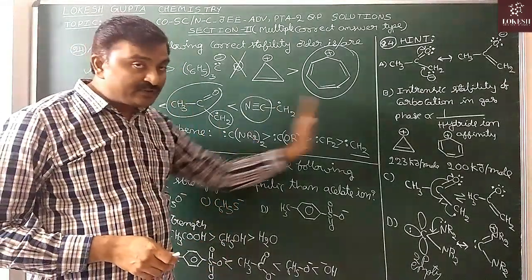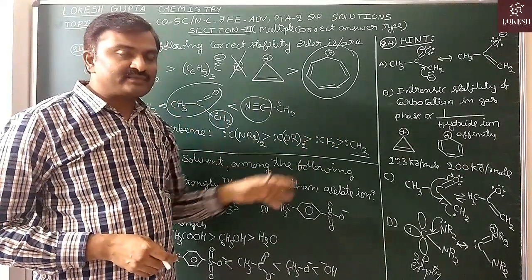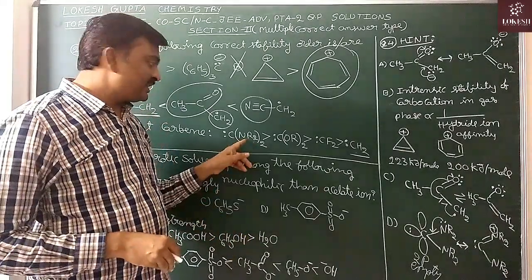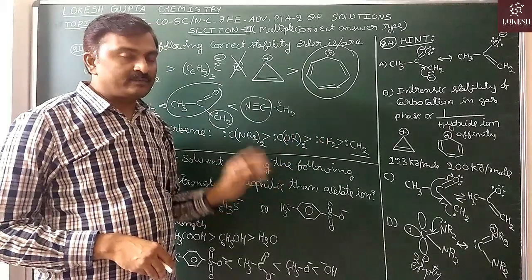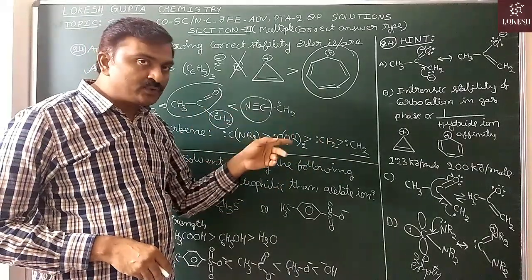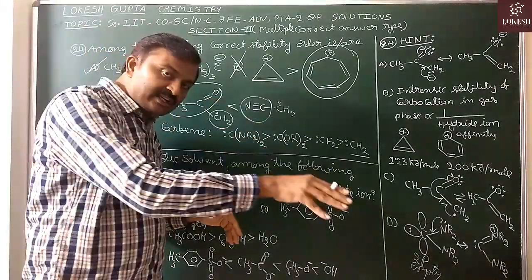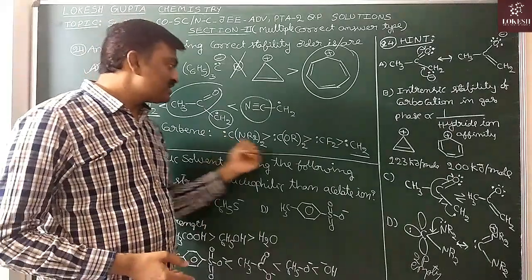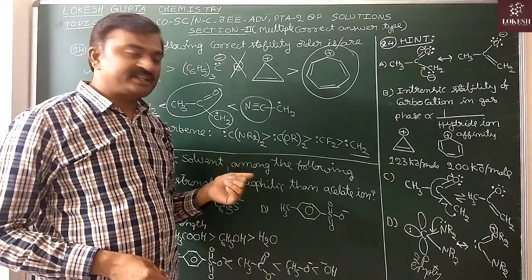In periods, from left to right side, electronegativity increases. Because of that reason, the plus M effect decreases. So NR2 to OR, next OR to fluorine: nitrogen, oxygen, fluorine, electronegativity increases and the plus M effect decreases. So the electron donating tendency decreased. As a result, stability decreased.